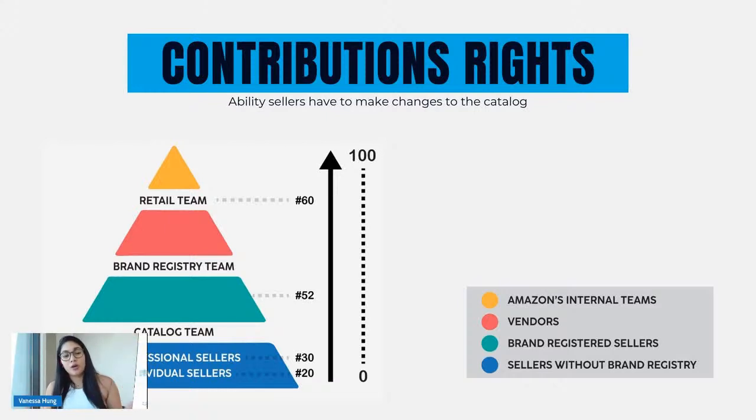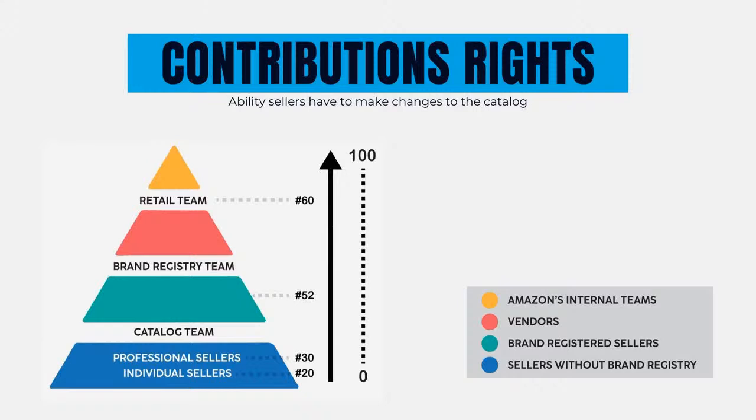On top of that, each seller that doesn't have a trademark needs to address their catalog issues with the catalog team. That is normally the first team you get when you call or email seller support, the catalog team. But they only have the rights to override sellers without brand registry, because on top of them is the brand registry team, which has the brand registry sellers, which have 52 points. Just by having a trademark in Seller Central, and I hope a lot of you, if you can put it in the chat, how many of you already have a trademark?